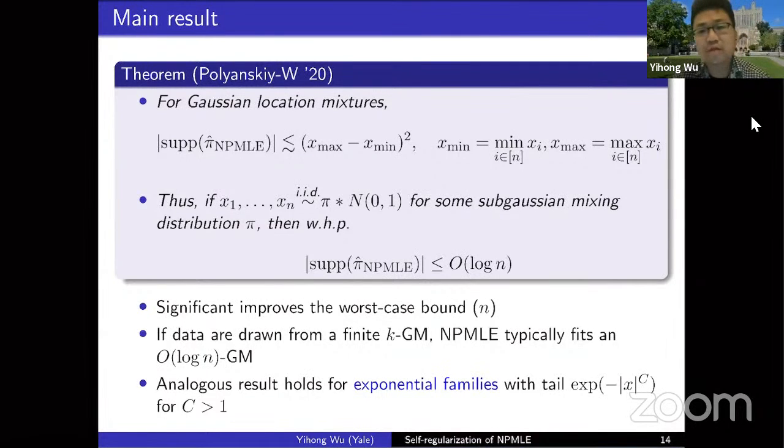So this result is not just for Gaussians, it holds for a collection of exponential families with tail behavior like e to the minus x to some constant, and the constant has to be strictly bigger than 1. So Gaussians, of course, are one of them, and there are many more you can think about. This result is more technical so I will not explain it, but I will try to explain the reasoning behind this observation, and also the connection to a recent contribution of some information theorists.